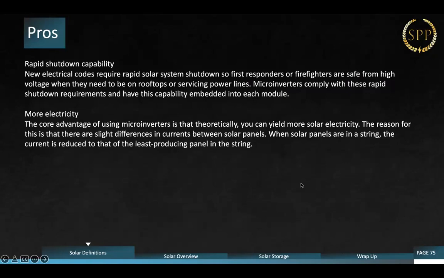You essentially get more electricity. So the core advantage of using microinverters is that theoretically you can yield more solar electricity. The reason for that is that there's slightly different currents in each of the panels, right? They could be shaded, there could be a defect or a problem. So when solar panels are in a string, the current is reduced by the least producing panel in the string.